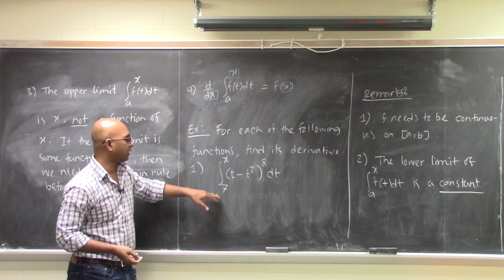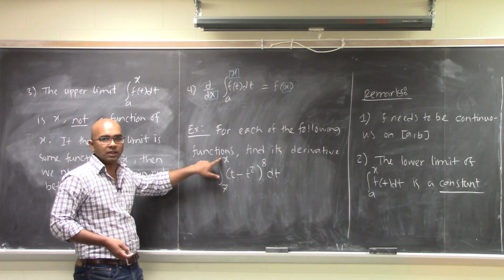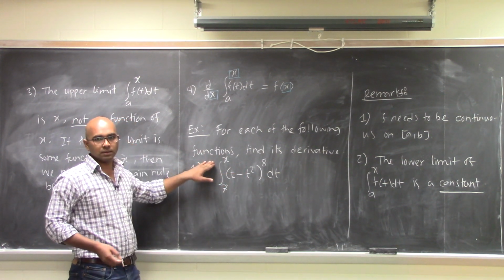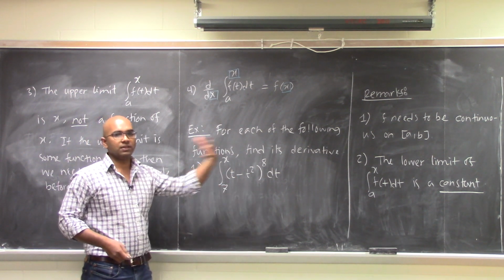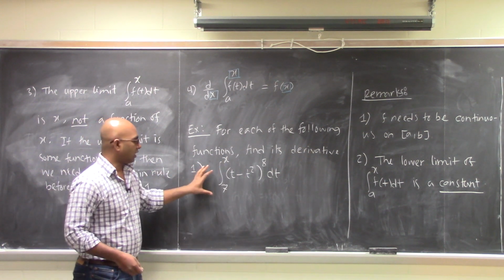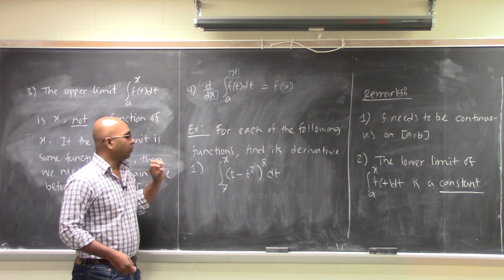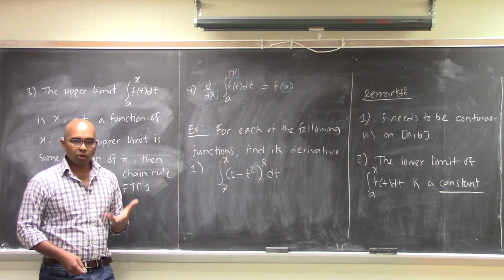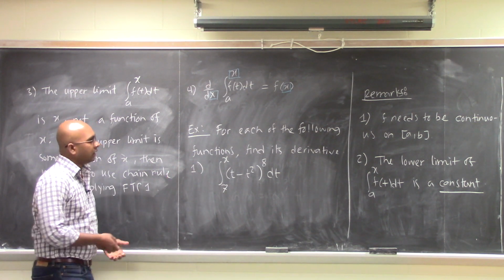Notice if you integrate this thing, then the output will depend on what your x is. Suppose your x is 8, then you are integrating this function from 7 to 8. But if your x is 10, then you are integrating this from 7 to 10, so that will give you a different number. Every time you change your x, it gives you a different number. So this integration is a function of x, and we are going to differentiate this function with respect to x. We want to know the rate at which it is changing.